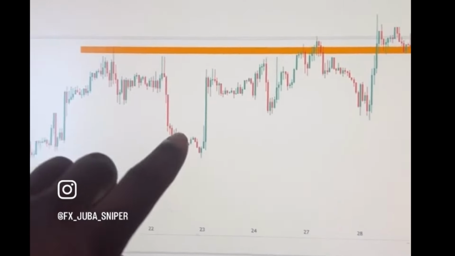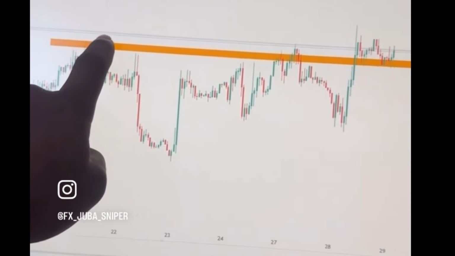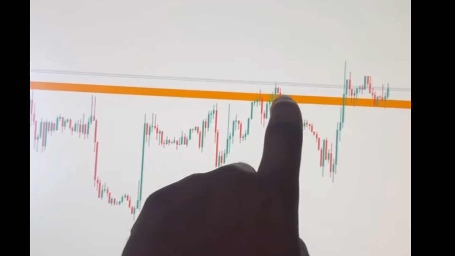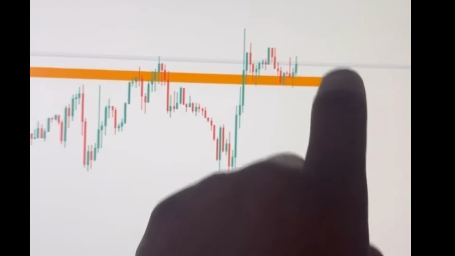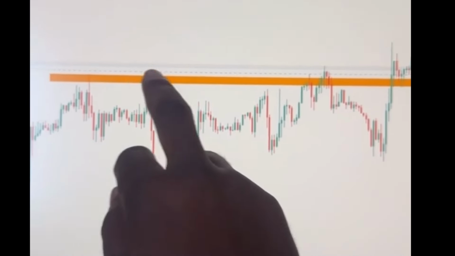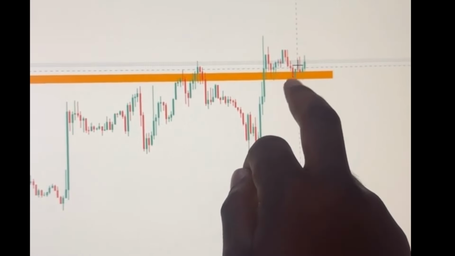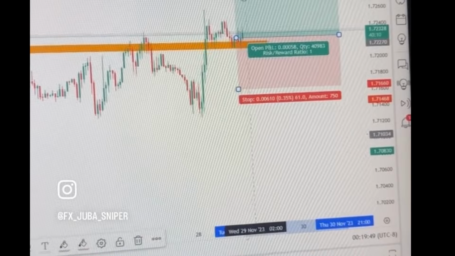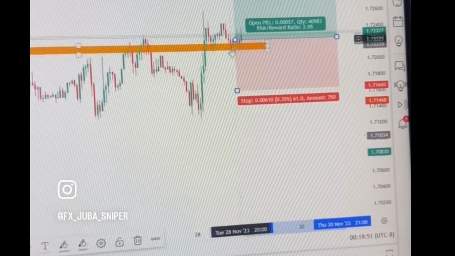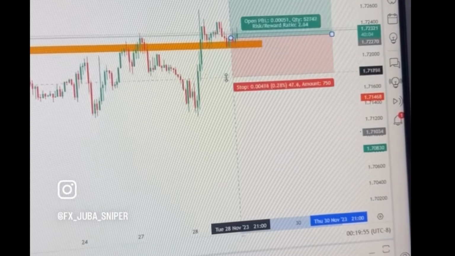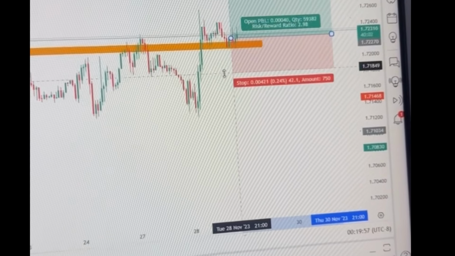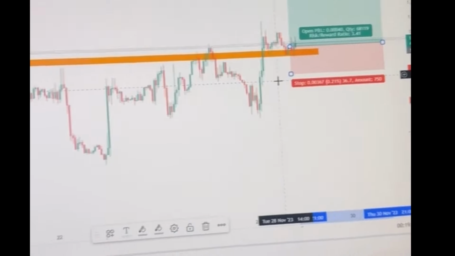Let me show you another one. You see this one right here? You already know what's next when you see this. After the block out from the zone, now we're expecting more than 5 take profits because this is about to go high. As you can see, we're willing to have a very big profit from this trade.